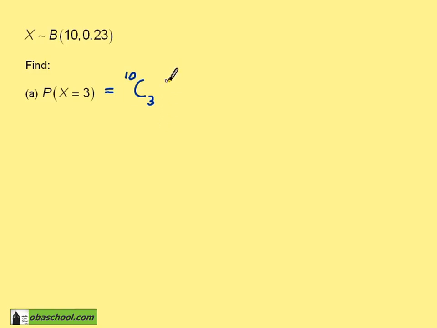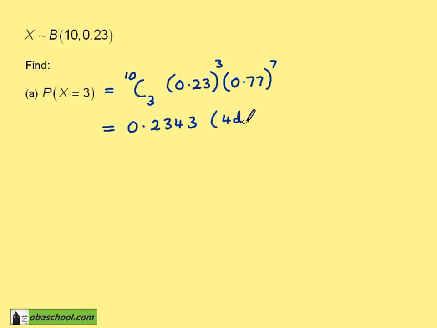We have 3 successes, so we have 0.23 to the power 3. The probability of failure will be 1 take away 0.23, which is 0.77, and with 3 successes we must have 7 failures. This calculates to give us 0.2343 to 4 decimal places.